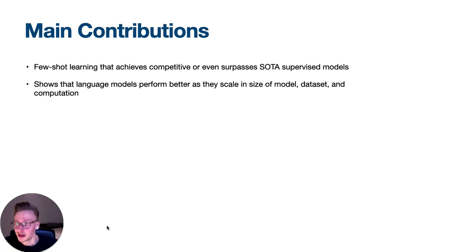Here I just noted down two simple points for the main contributions of the paper. You could probably make that even longer. One of the main contributions was that few-shot learning achieves competitive or even surpasses state-of-the-art models that wasn't even close before. So the realization of what you can do with few-shot learning is there now. And also GPT-3 shows that language models perform better as they scale in size of model, data sets, and computation.